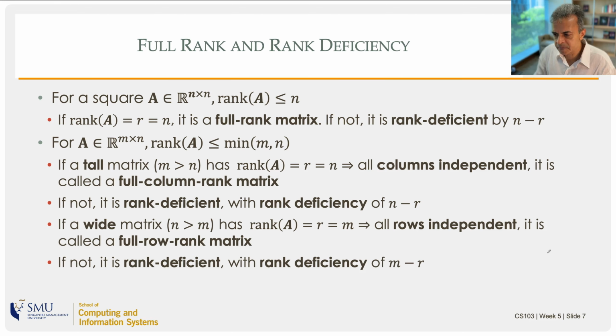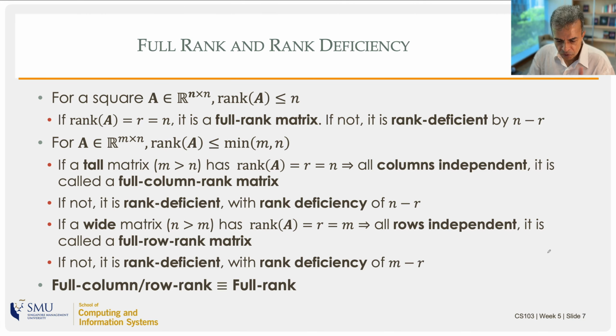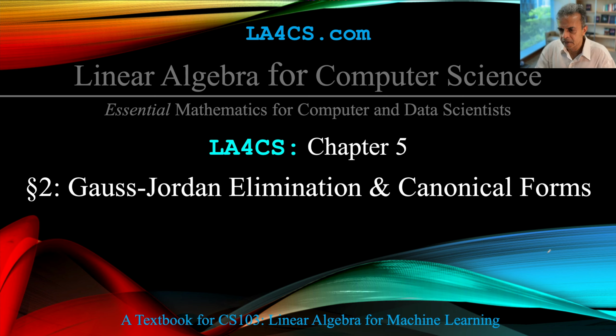In that case, if it doesn't have rank equal to the number of rows, then the rank deficiency is the number of rows minus the actual rank, m minus r. If a matrix has full column rank or full row rank, we will call it a full rank matrix. So that completes the discussion on the rank of a matrix and its properties. Now, like I said, this chapter is actually on the extension of Gaussian elimination called Gauss-Jordan elimination. That's where we will go in the next video.